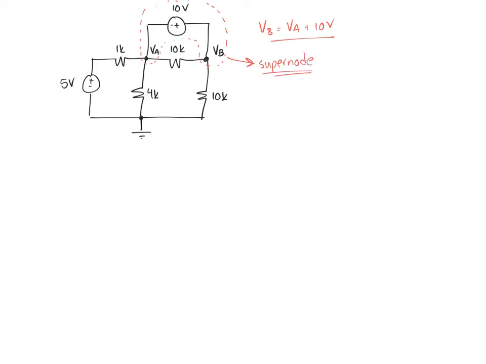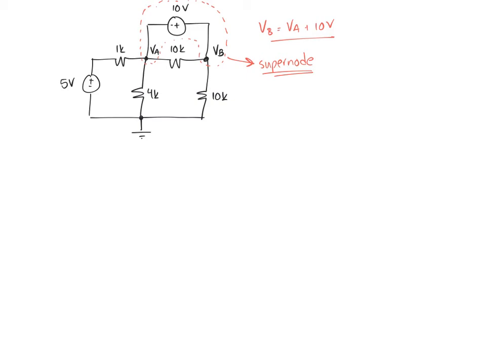In other words, these two nodes, A and B, are not actually unique essential nodes. They're related to each other. And when we have this special scenario called a supernode, we can actually draw them in a little bubble, the way I just did it here in red, and we can write a single KCL at the supernode, noting that all currents going into the supernode must also equal all currents going out of the supernode.